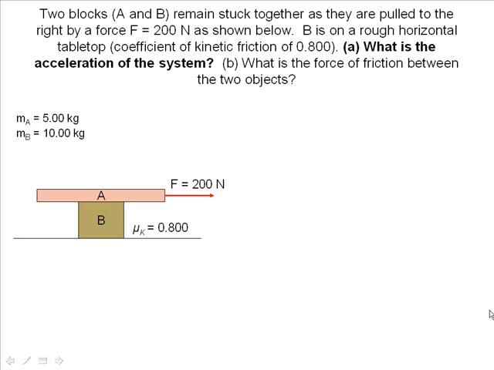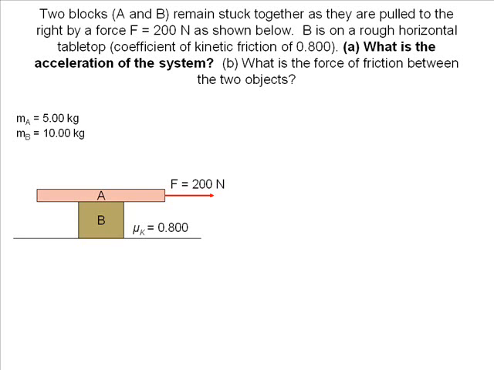Block A rests on Block B. Block A is pulled with a force of 200 newtons in the positive x direction, causing the entire system to accelerate to the right. In Part A, our goal is to find the acceleration of the system if the coefficient of kinetic friction is 0.800. Then in Part B, we want to find the force of static friction that is holding the masses together.